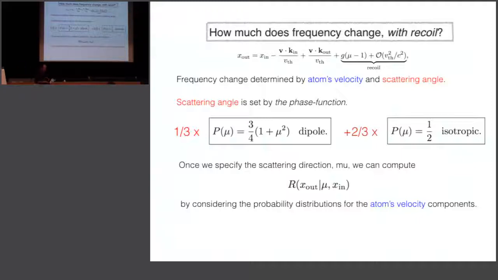Right? So the way you should think about it is that the atoms' velocities have three components, right? x, y, and z components. They can in principle take on arbitrary values, with some probability distribution function given by the Maxwellian distribution for gas at that particular temperature. Now you can see that a certain subset of all these values for these components will give you, for a given combination of mu and x in, the frequency x out.